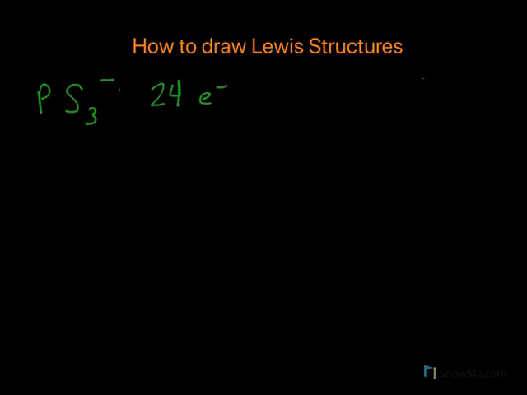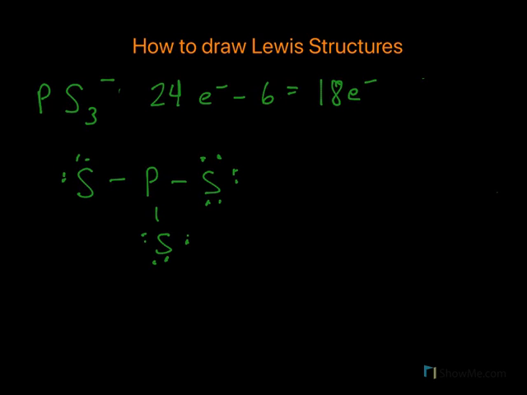Okay, so the next step is then write the simple skeletal structure. Phosphorus is in the middle, sulfurs are on the outside, and by drawing this skeletal structure, we have already used up 6 electrons, so 24 minus 6 is 18 electrons left. And we will add these electrons from the outside atoms, and if anything is left over, we'll add it to the phosphorus. 1, 2, 3, up to 18. So we have added our 18 electrons.